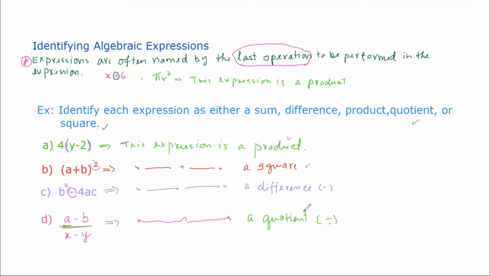Okay, so that's how you identify each expression by its operation. Sum means plus, difference means minus, product means times, quotient means divide, and square is something to the power 2, or you can write it as a square root like this. It can even be cube, 4th root, 5th root, 6th root, and so on.